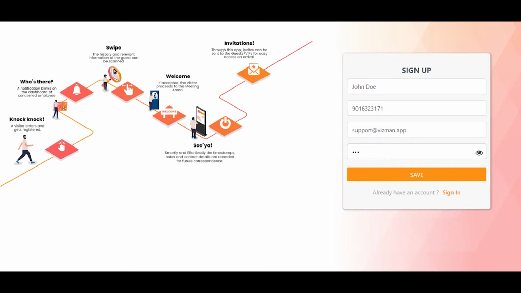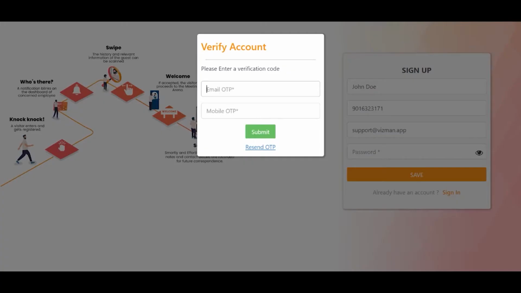Password should at least contain one uppercase, lowercase, special character, and a number. Click on the Save button to save all your details. You'll receive an OTP on email and mobile for account verification. If you have not received the OTP, kindly click on Resend. Enter the OTP and click Submit.